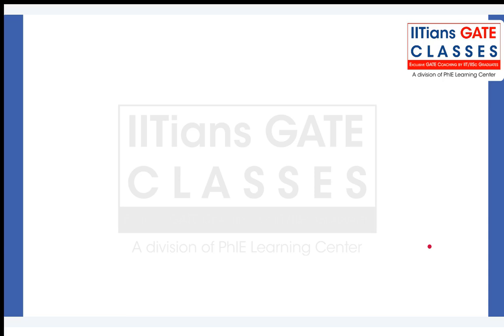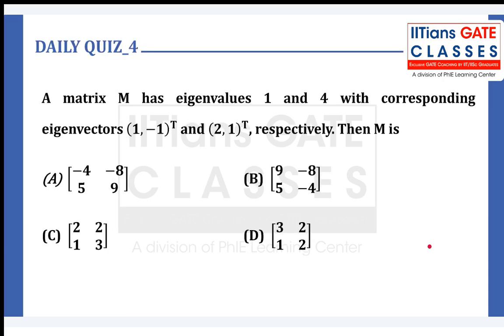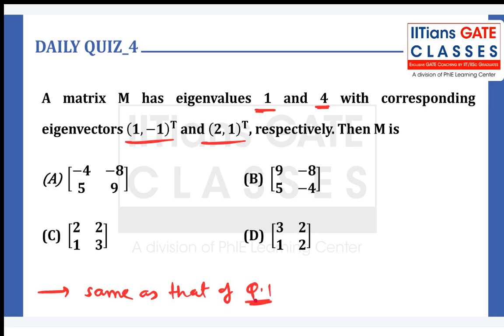Again, I told you at the beginning, this last question is similar to the first question that we solved. Here also they have given you eigenvalues 1 and 4 and corresponding eigenvectors. The original matrix M has to be found out. One way to do this is the same as that of question 1. You can refer back and solve this. You'll get the same answer by following the same process.